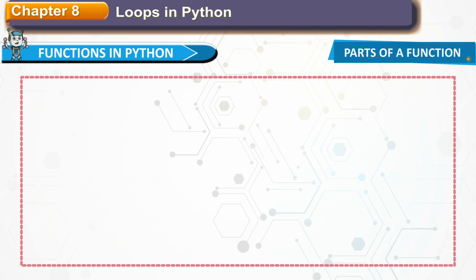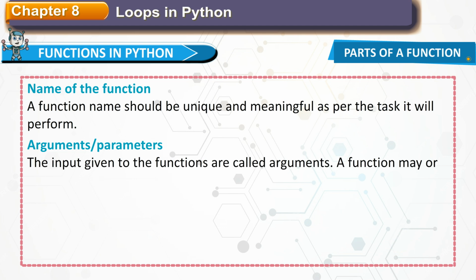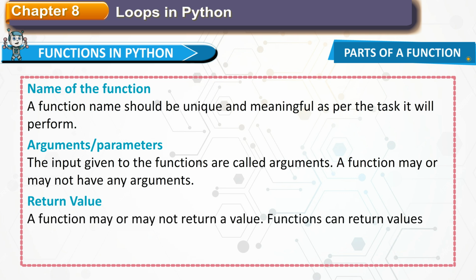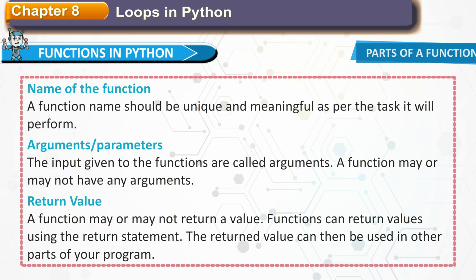Parts of a function. Name of the function. A function name should be unique and meaningful as per the task it will perform. Arguments, parameters. The input given to the functions are called arguments. A function may or may not have any arguments. Return value. A function may or may not return a value. Functions can return values using the return statement. The return value can then be used in other parts of your program.